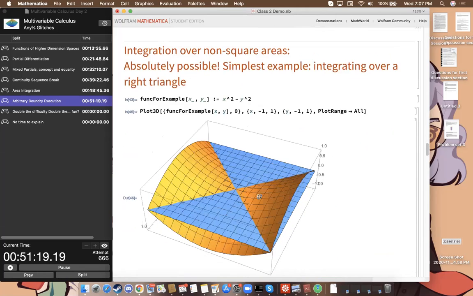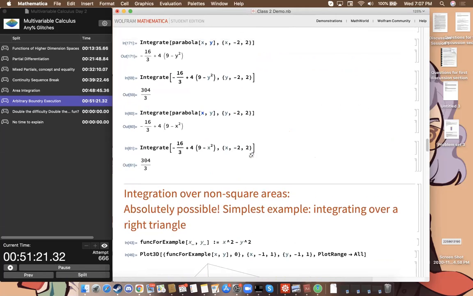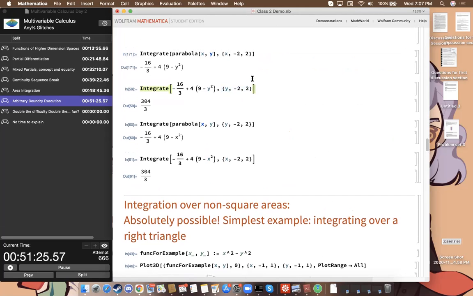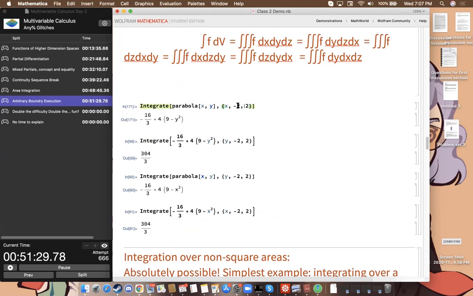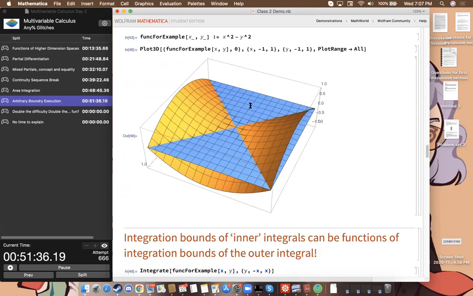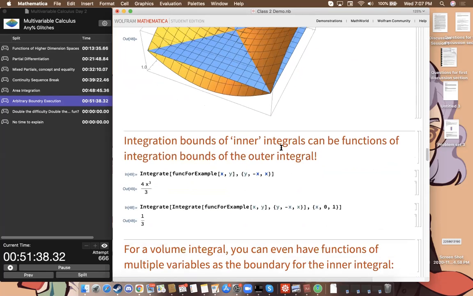But to go on and explain how to do this case. Remember, the inner integral here wasn't even a function. It was just from minus 2 to 2, and that's probably how you're used to seeing integrals. But in fact, the bounds on an inner integral can be a function of the outer integral.